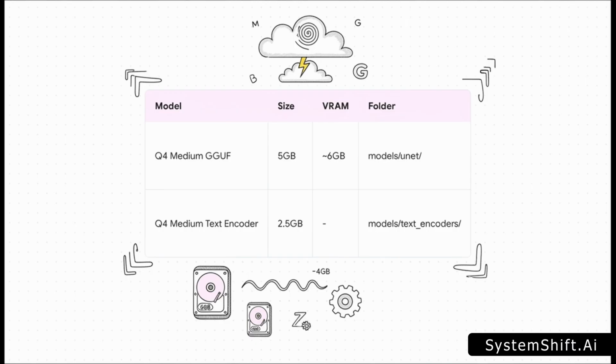These are what are called quantized models. It's a clever way of compressing them to use way less memory while still keeping amazing quality. The Q4 models you see here are perfect for systems with about 6 gigs of VRAM, but there's even a smaller Q3 option out there if you're on a 4 gig card.